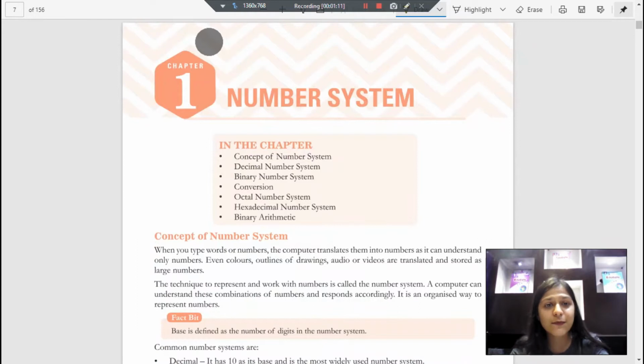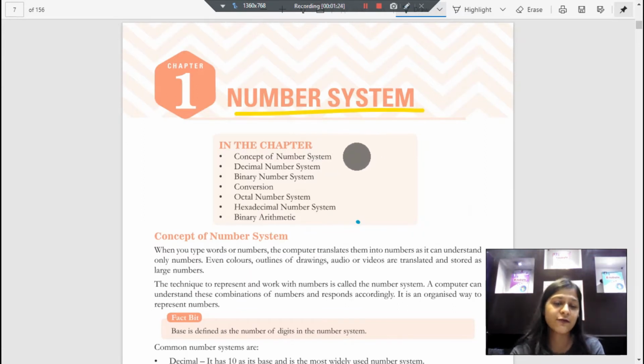So that is 7th page number, right? So number 1, number system. So in this chapter we will study about the concepts of number system, why does it exist, why are we supposed to learn it, and the kinds of number system that we have. So basically there are 4 sorts of number system. Number 1 is binary. So binary, you know what is binary. Binary means 2, that is 0 and 1, right?